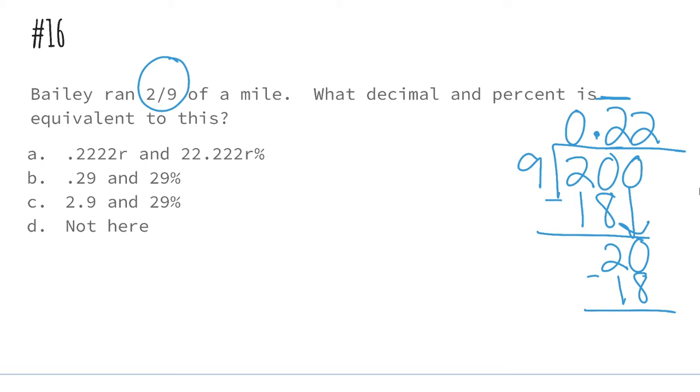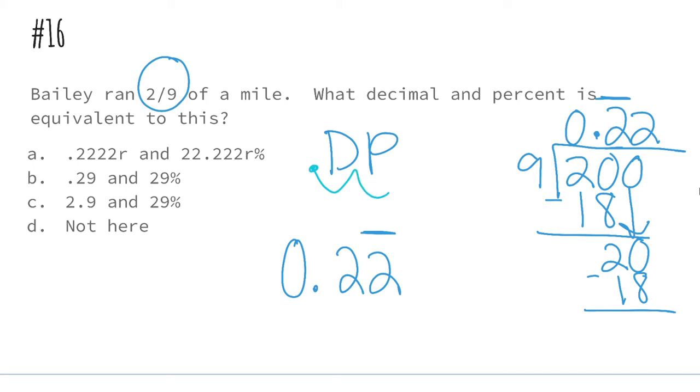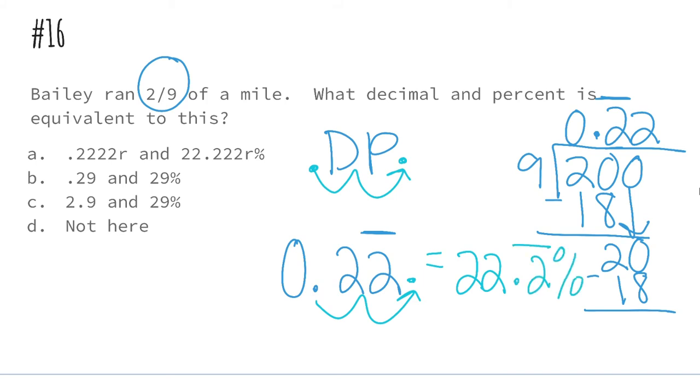Okay. And then percent, I just do Dr. Pepper. So I have 0.2 repeating. I'm just going to add an extra digit there. And if I move it decimal to percent, I go 2 times to the right. So 1, 2. So now this is equal to 22 and then 2/10 repeating percent, which is answer choice A. The little R stands for repeating. Okay.